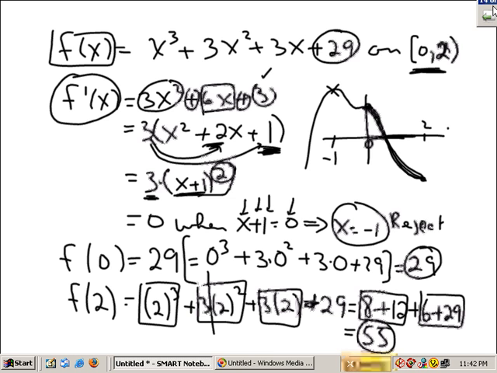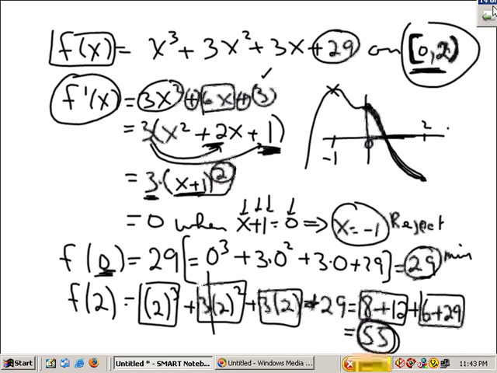29 is the smallest, 55 is the largest. We are allowed to use the 29 because it happened at 0, and on our interval it says we can include 0. Now f of 2, that's the highest value, that's a possible max. But since it says don't include 2, we just have a min.